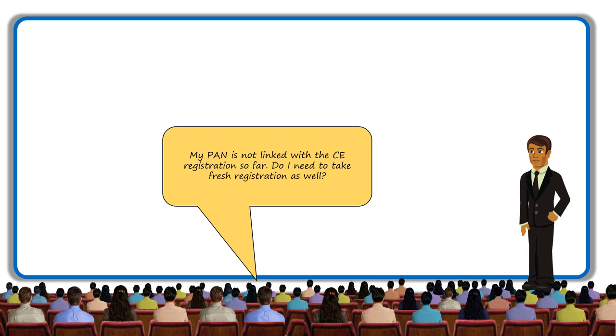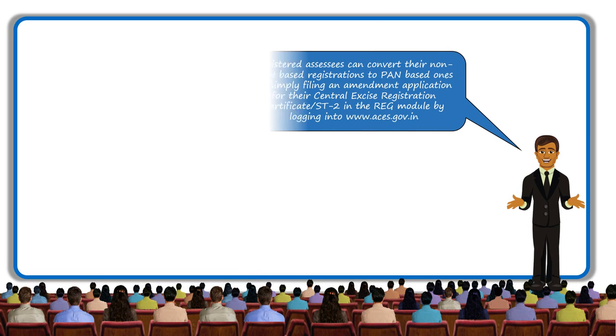My PAN is not linked with the central excise registration so far. Do I need to take fresh registration as well? Registered assessees can convert their non-PAN based registrations to PAN based ones by simply filing an amendment application for their Central Excise Registration Certificate ST2 in the REG module by logging into www.aces.gov.in.